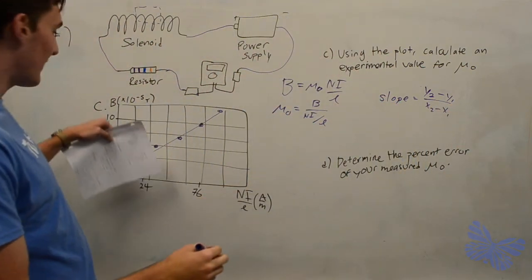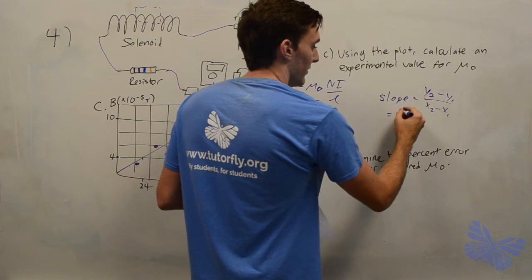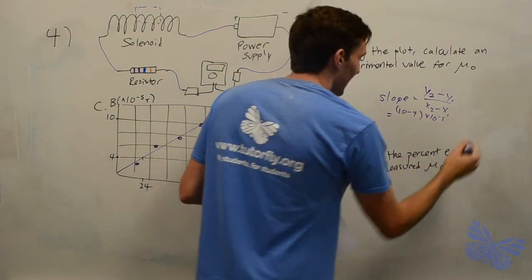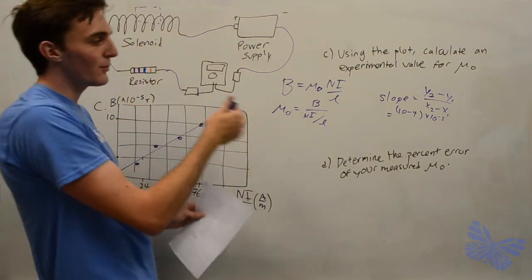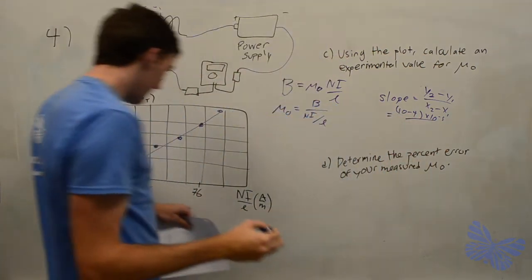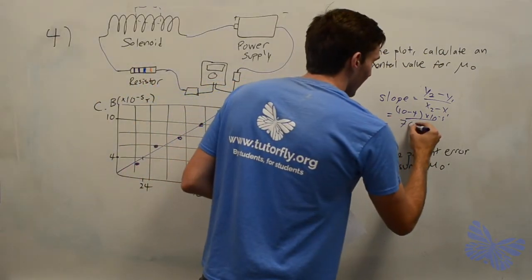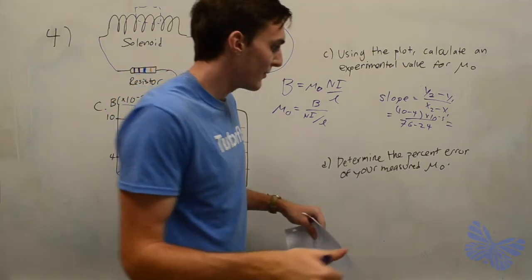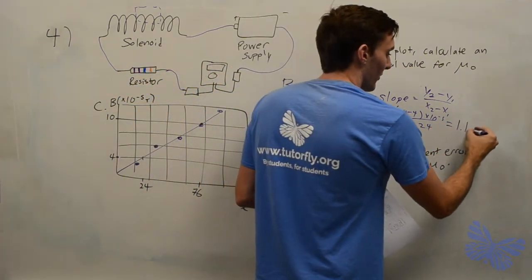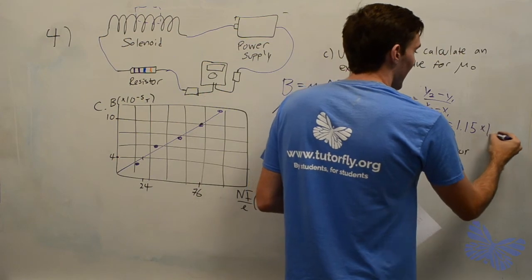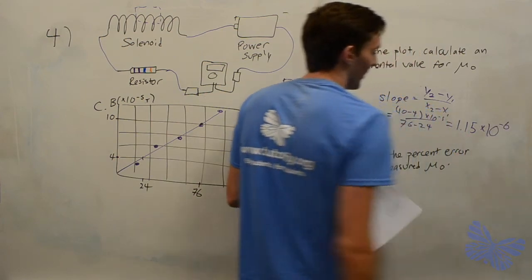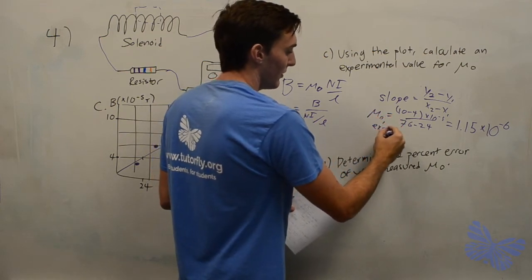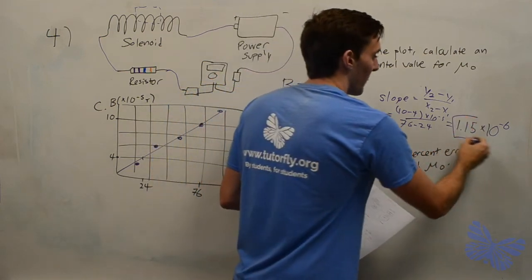So we can just plug in these values, so we get 10 minus 4, and then all that times 10 to the minus 5, since that's the units we're in, divided by 76 minus 24. And so if we calculate all that out, we end up getting 1.15 times 10 to the minus 6. So that's our value for mu naught. Experimental value is right here.